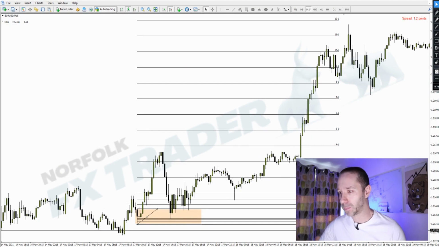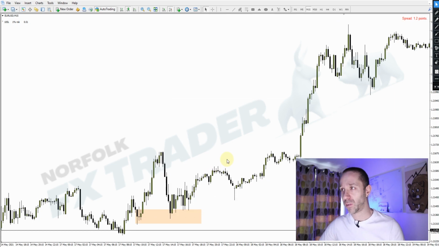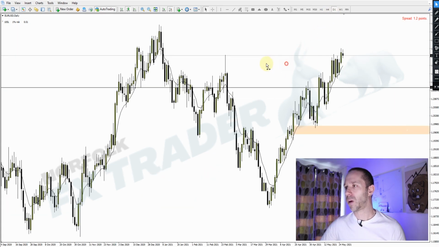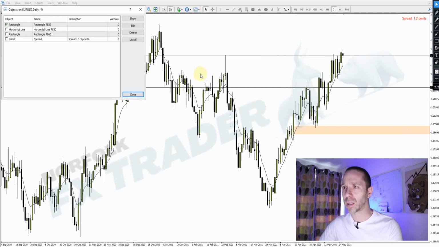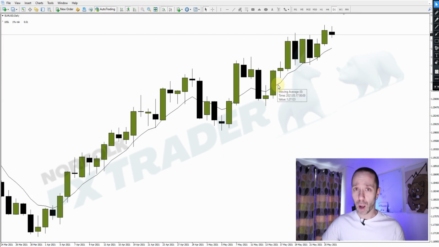So that is a 4 hour setup with a 15-minute entry. Now I'm going to go to a daily time frame. We remove everything off the chart quickly. And we go to current price again, because I want to show you current price.